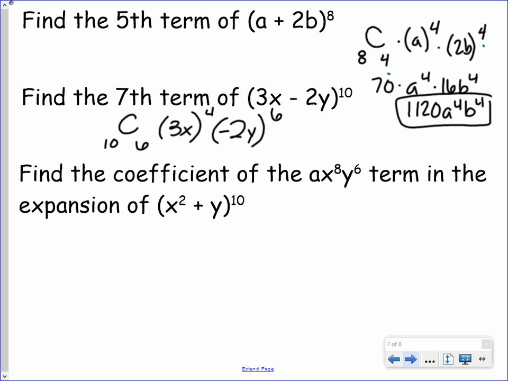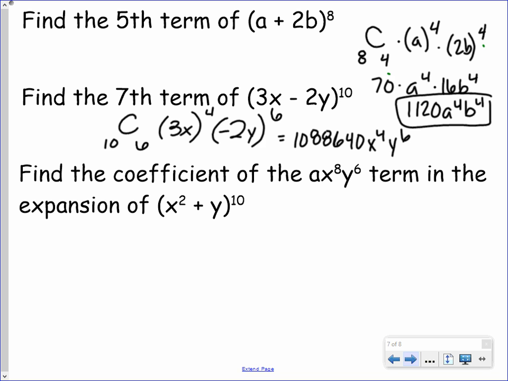I got, let's see if you got the same thing, 1,088,640. And that would be x to the 4th, y to the 6th. You know, make sure you have that negative 2y in there. If we were to raise that to an odd number, then we would have a negative term. Okay, so you have to be careful with that.